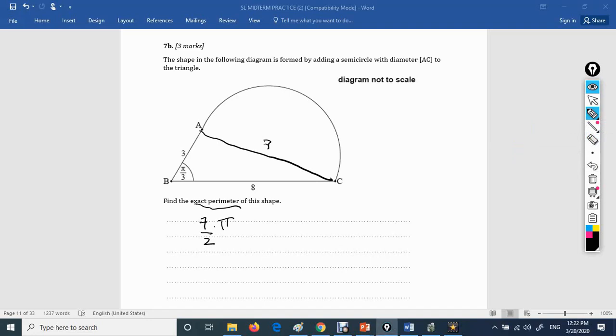So 7/2 pi plus 3 plus 8. And 3 plus 8 is 11. So our final answer would be 3.5 pi, we can leave it like that, plus 11.